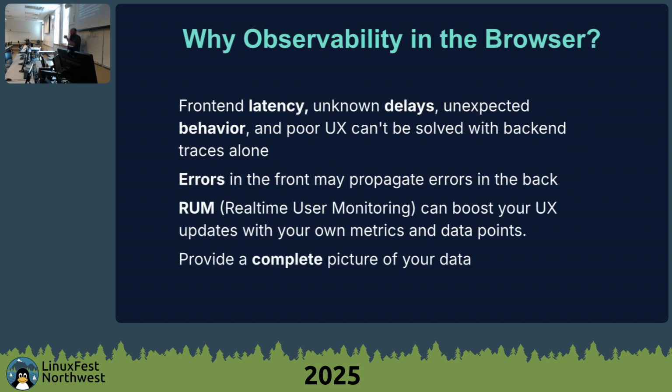Front-end latency, unknown delays, unexpected quirky behavior. You click something and the drop-down drops down a second and a half later, or there's a weird thinking circle icon that just sits there forever. We want to know what causes that, right? Observability can help. There is RUM, Real-time User Monitoring. That can boost your UX updates because you can see how websites are performing. It exists prior to observability, so it works well with it and blends perfectly. It's really amazing stuff. We'll talk about that a little bit.